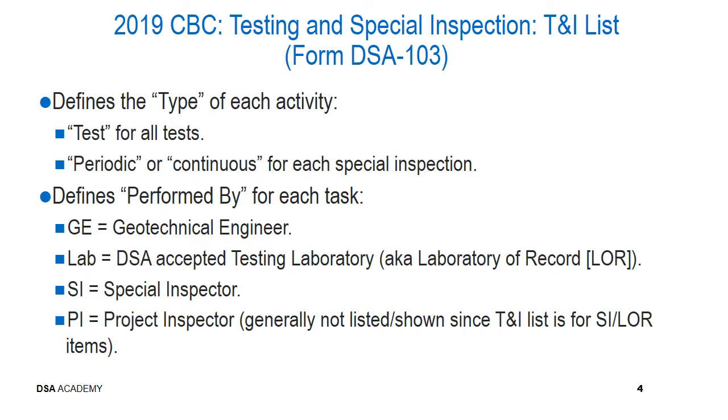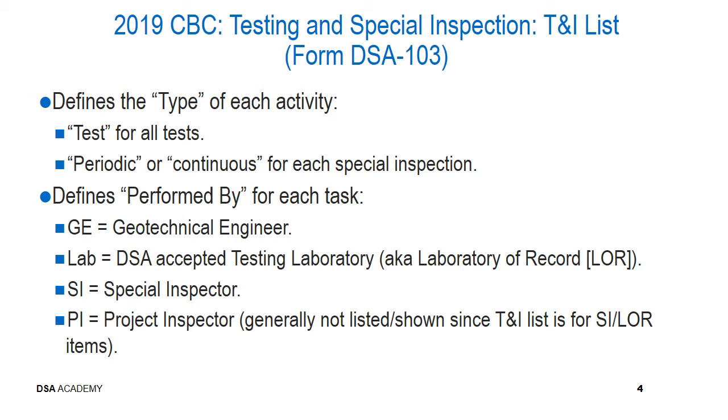On the 103 form, it's going to define the type for each activity. So for test, they're all going to be defined as test. But for special inspection, it could be either periodic or continuous. And usually this is defined in the code. There are some cases where there may be an option for periodic or continuous, but that would have to be defined on the 103 form as well.